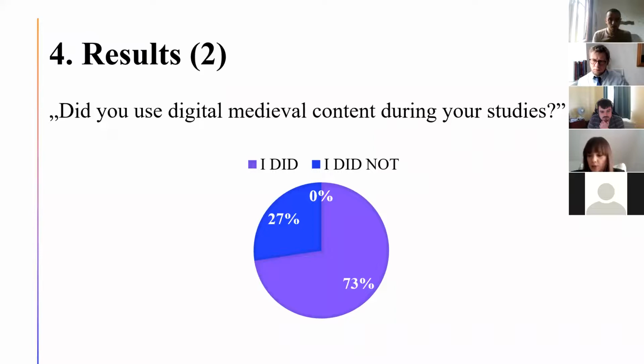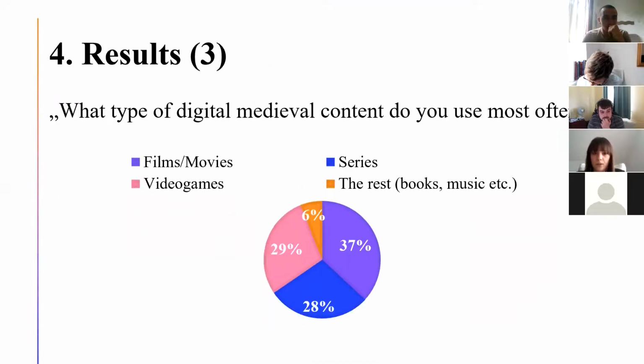When asked how many students used digital medieval content at least once during their studies, 73% of them answered that they did, while 27% did not use digital medieval content at all. When it comes to which digital medieval content the students use most often, we can say that students use movies, series, and video games almost equally. Still, films stand out as somewhat more frequently used, but without much difference. Several students answered that they most frequently use some other form of digital medieval content, primarily music and books.